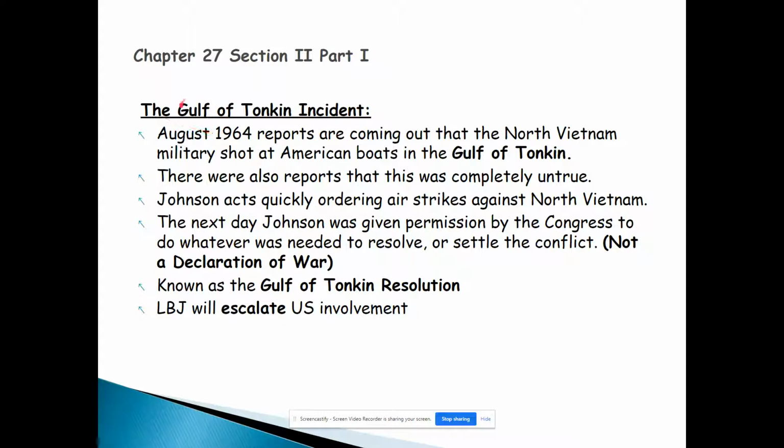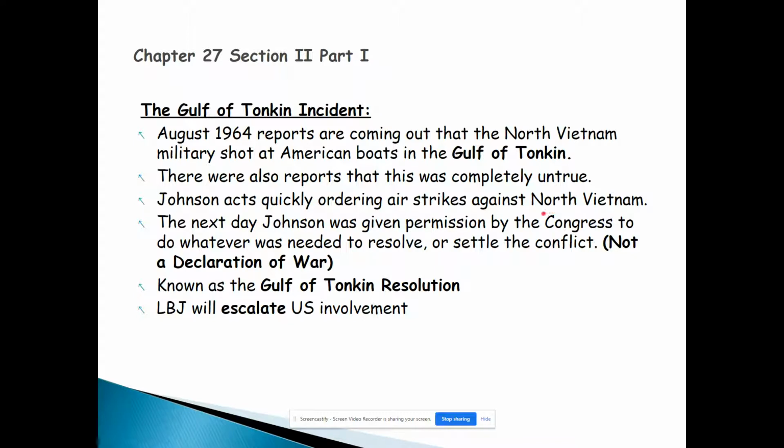Okay, the Gulf is a body of water, all right, and it's right outside the coast of Vietnam. In 1964, President Johnson gets reports that American ships were shot at in the Gulf of Tonkin. Okay, he gets reports. Are there concrete facts about this? No, he's getting reports. He also gets reports that that's not true. Okay? But as the President of the United States, and the Commander in Chief, that's his title, he has a responsibility to protect the military, he orders airstrikes against North Vietnam.